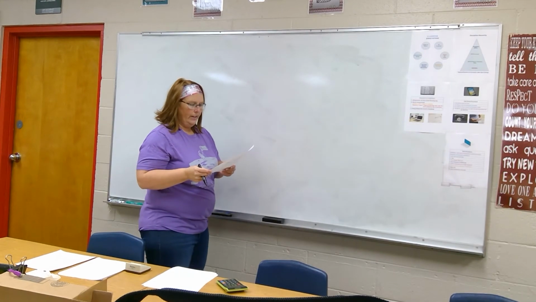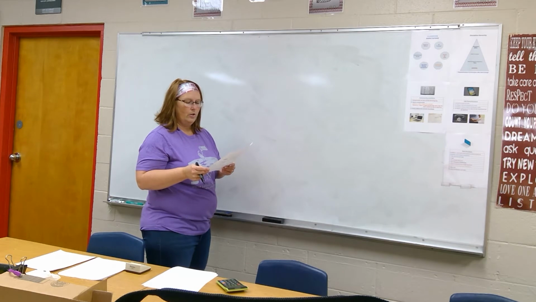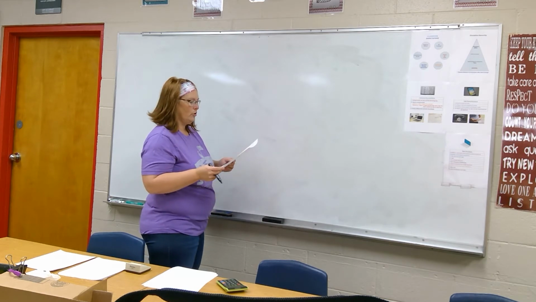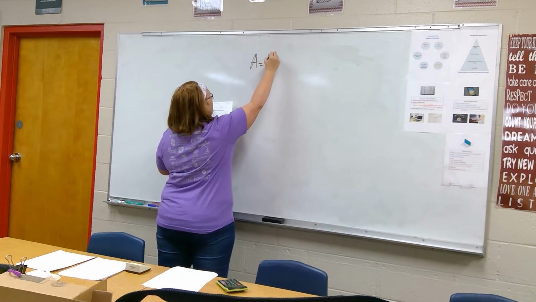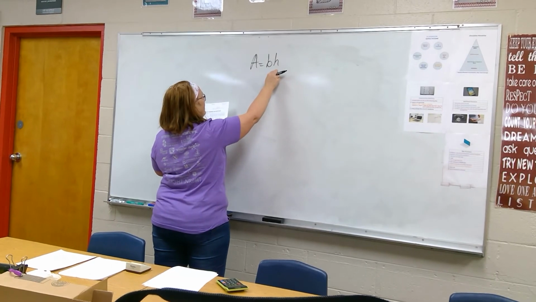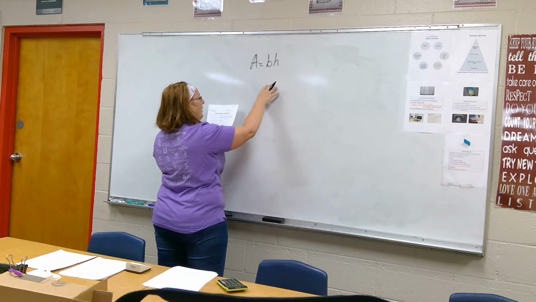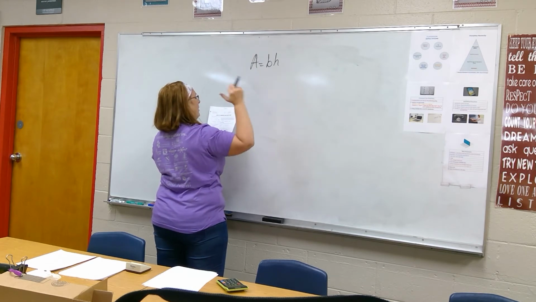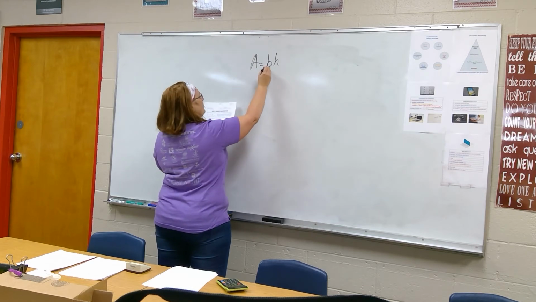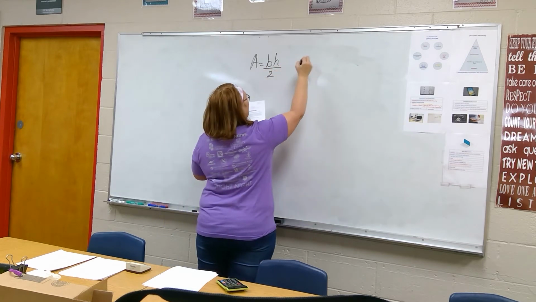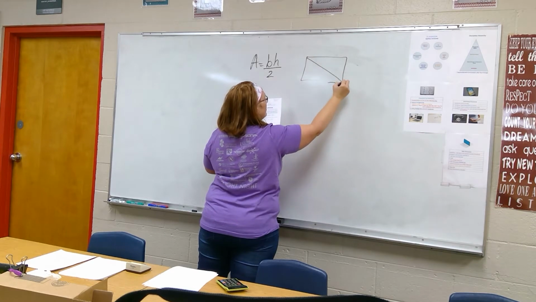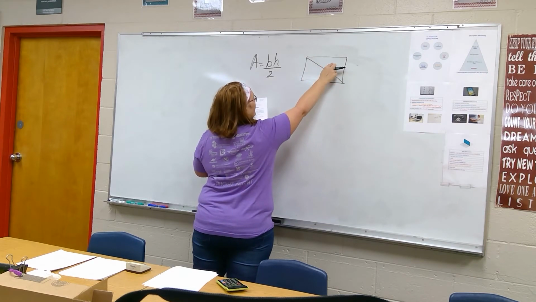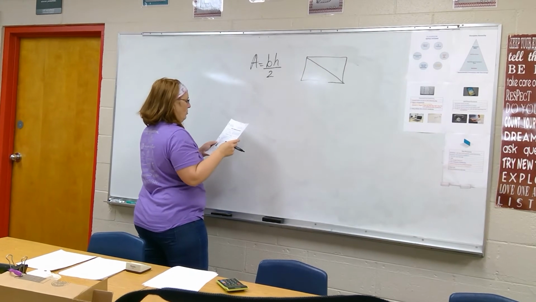If the formula for finding the area of a rectangle is A equals B times H, then how could you describe the formula for finding a triangle? So for a rectangle, it was A equals B times H, base times height. If you're trying to find a triangle, we're just going to divide by 2 because you have 2 triangles in the rectangle. So we're going to divide by 2.